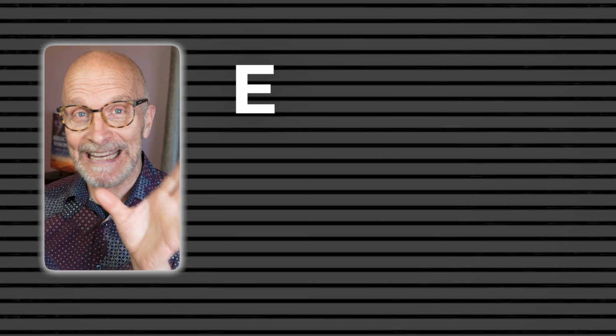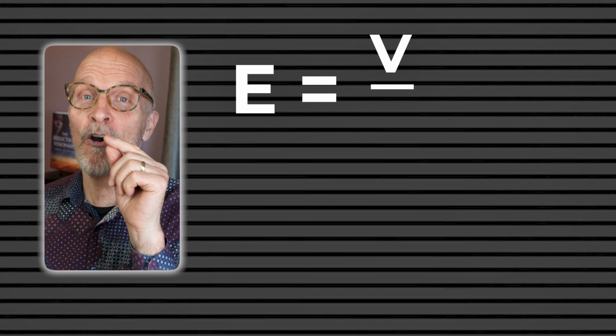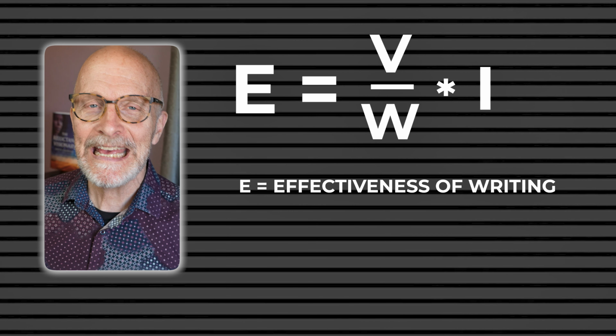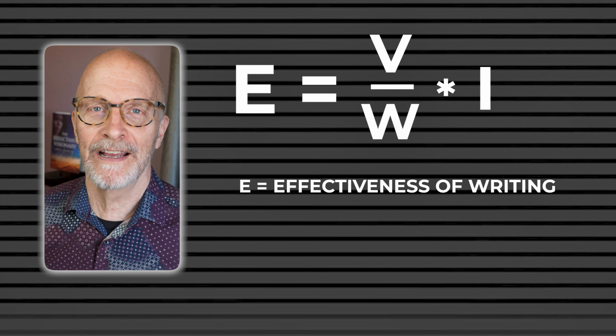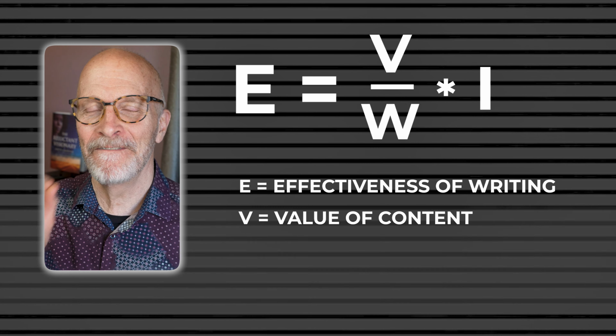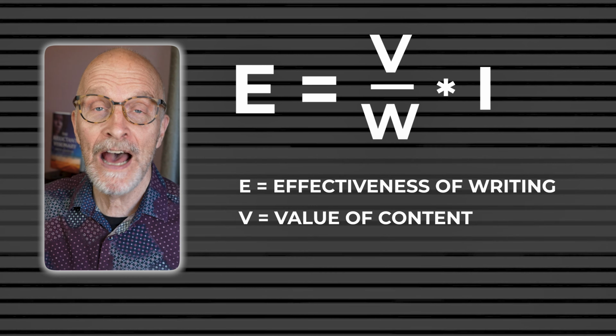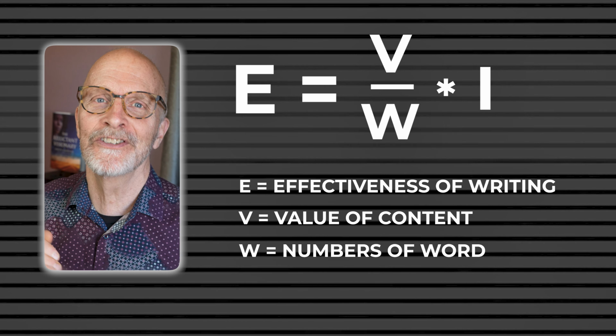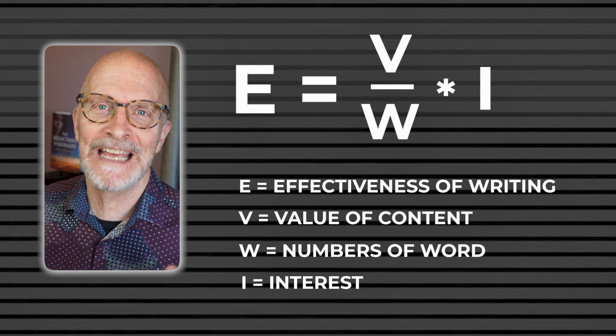So basically, the formula is this. I'm going to say the letters first, and then I'm going to explain them. So it's E equals V over W times I. And wait, I'm going to tell you what they mean. E equals the effectiveness of your writing, and V equals the value of the content, divided by W, which stands for the number of words, times I, which means the interest.